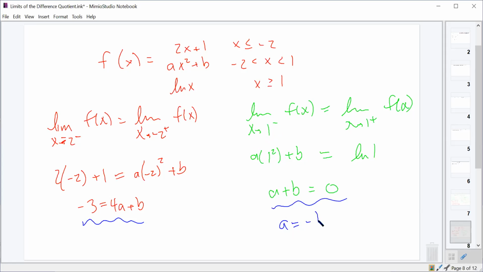We'll say a is equal to -b. If a is equal to -b, then this ought to be -3 equals -3b. Sorry, getting ahead of myself. -4b plus b, or -3 equals -3b, and b equals 1. And if b equals 1, then a must be -1.